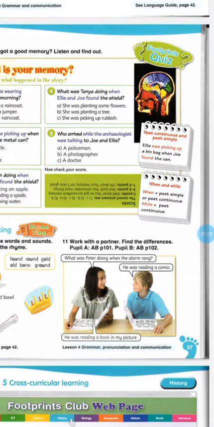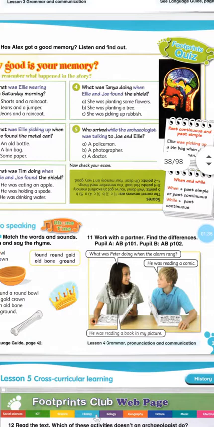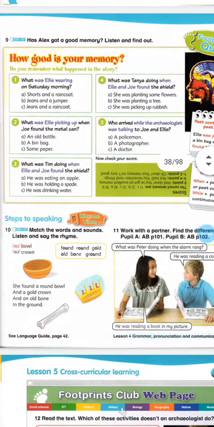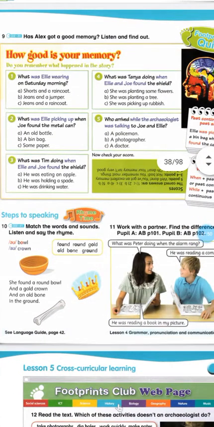Fantastic! Yes, she was planting some trees. She was planting some flowers. Excellent. This was number 4. Now let's move to number 2. Be ready. How good is your memory? Right now your memory is so good.